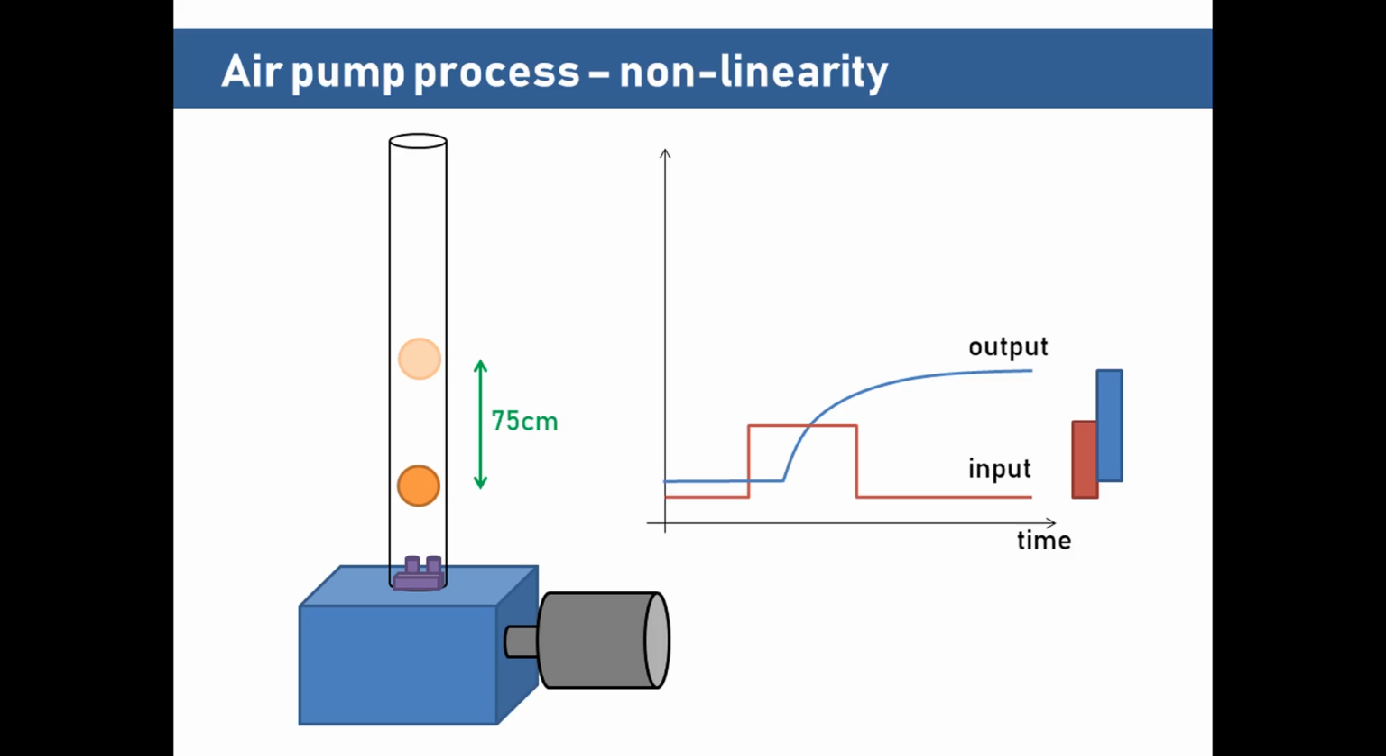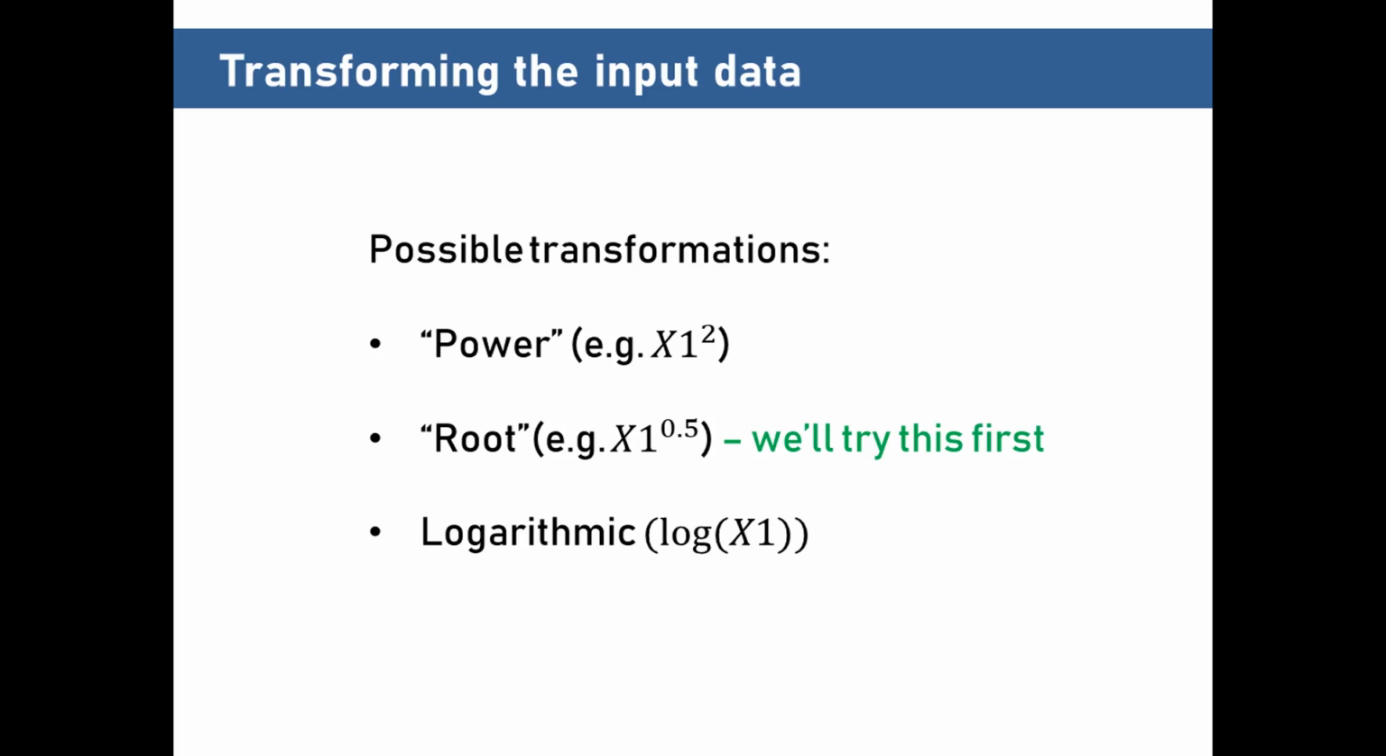With systems like this, we need to apply a transformation to the input data before loading the data set into Conjecture for modeling. There are a couple of possible transformations we could use. One is a power transformation, so for example, taking the input to the power of 2. A root transformation, for example, taking the input to a power of 0.5, also known as a square root. And then there's the logarithmic or log transform, and we normally use the natural log for this. Now it's completely up to you which transform you try first, and it just depends on what you know about the properties of your system. But for this system, we're going to try a square root transform first.